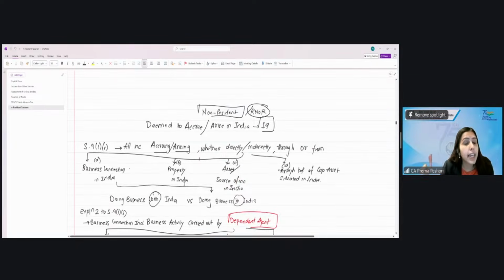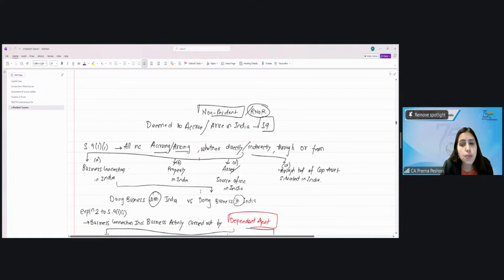Next is income accruing or arising through or from a property in India. Let's say I earn a rental income from a property in India, or I earn some income from shares, or I earn some income from deposits in an Indian company. That is the income from a property, asset or source of income in India.